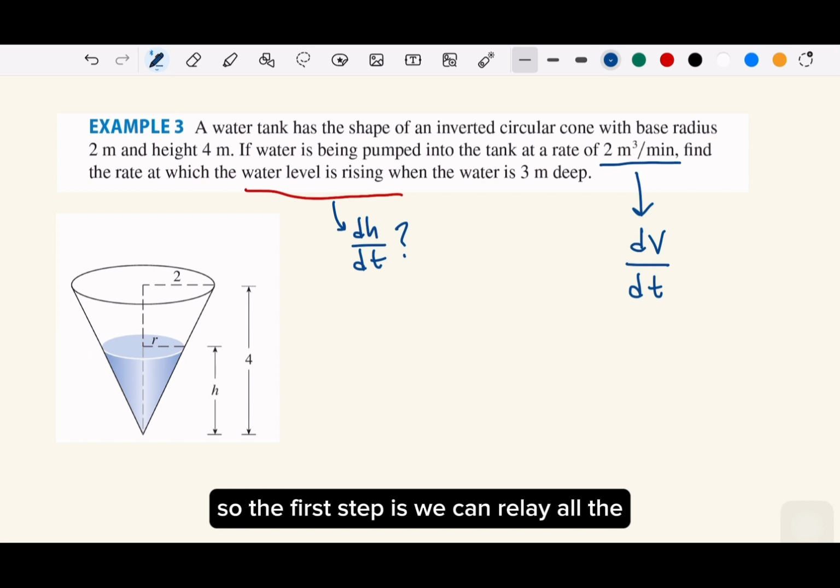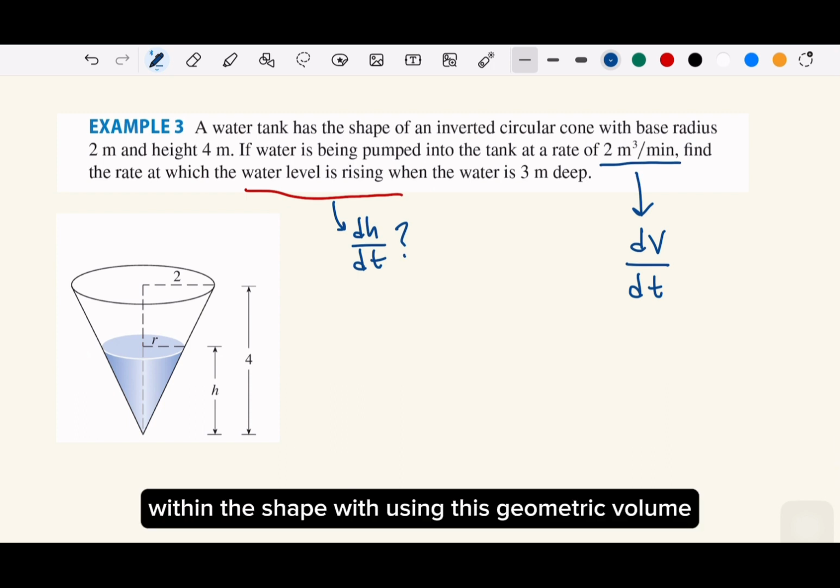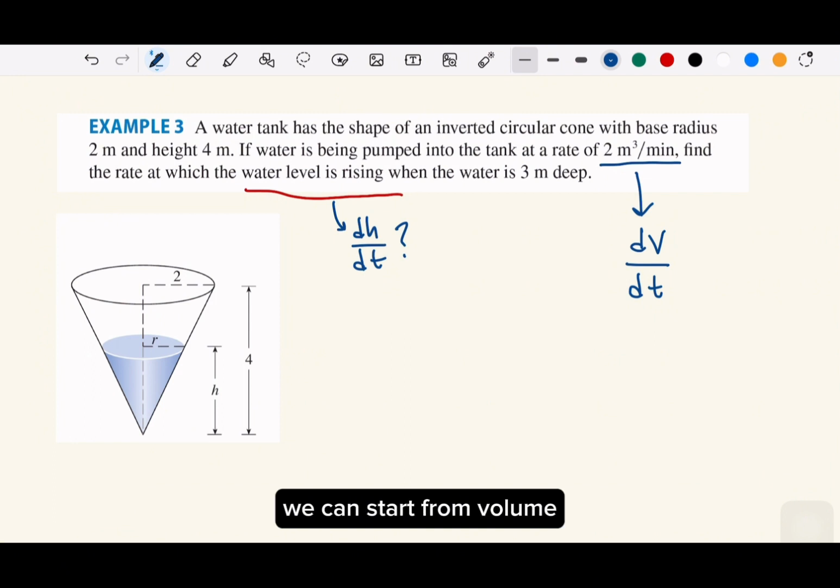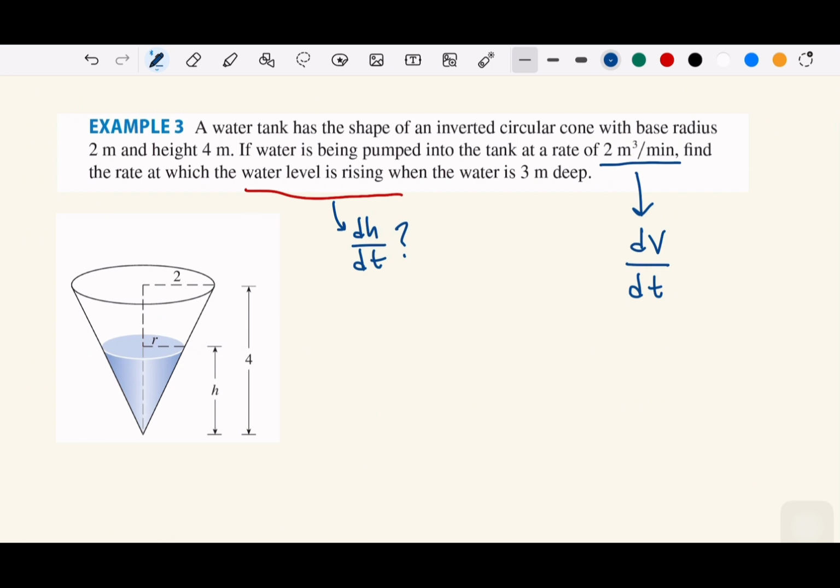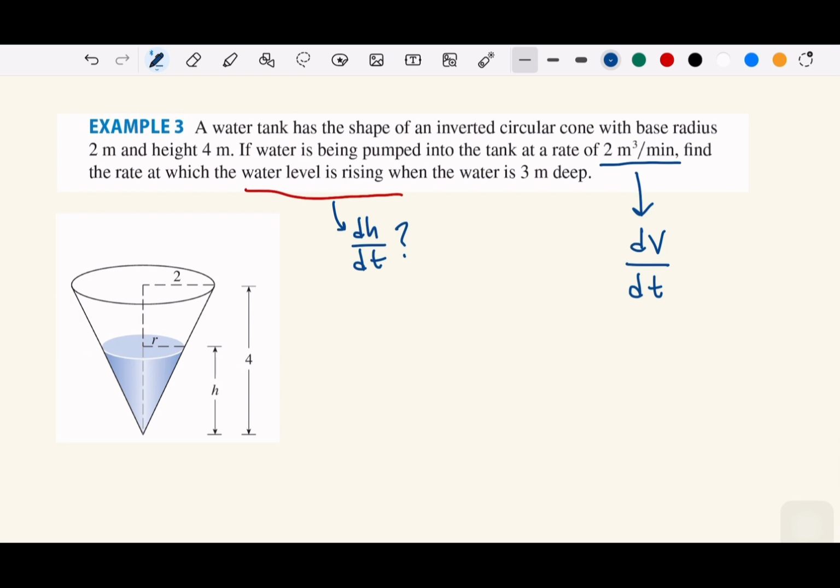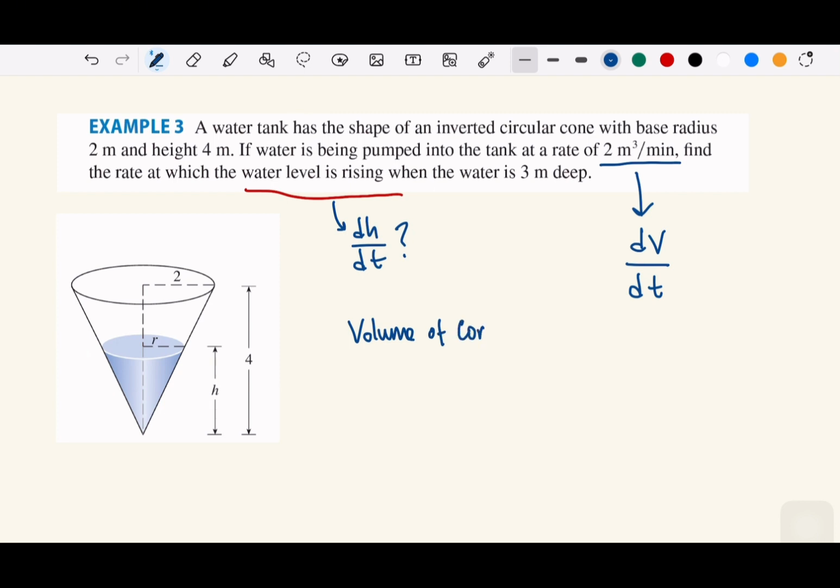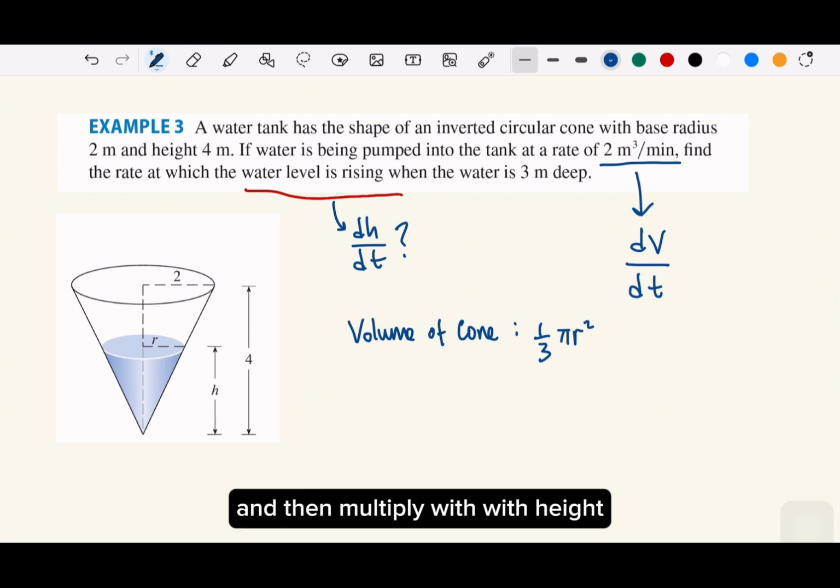So the first step is we can relate all the terms within this shape using this geometry. We can start from volume. What is the volume of a cone? It is 1/3, and then the circle, pi r squared. So we can write the volume of the cone as 1/3 pi r squared, and then multiply by the height.